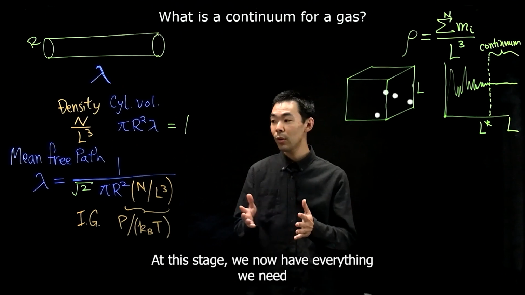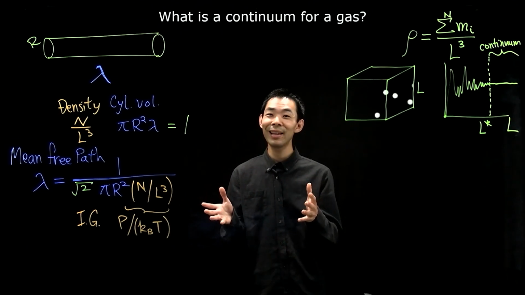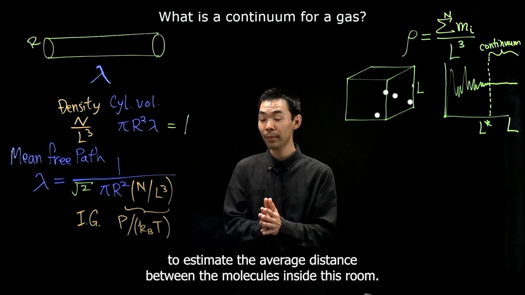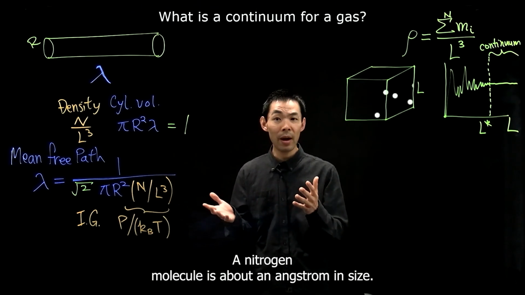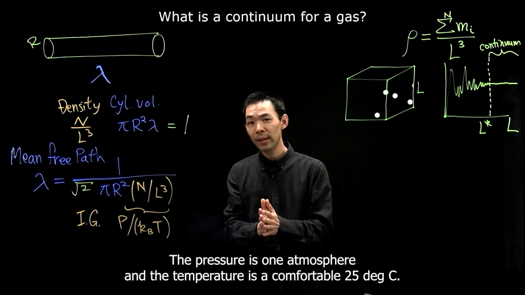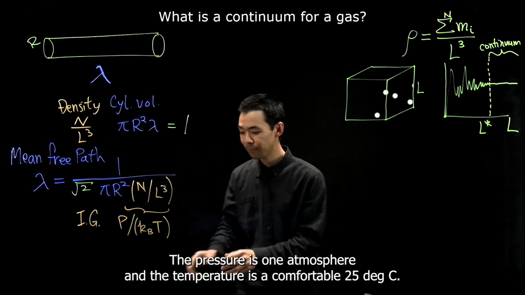At this stage, we now have everything we need to estimate the average distance between the molecules inside this room. A nitrogen molecule is about an angstrom in size, the pressure is 1 atmosphere, and the temperature is a comfortable 25 C.